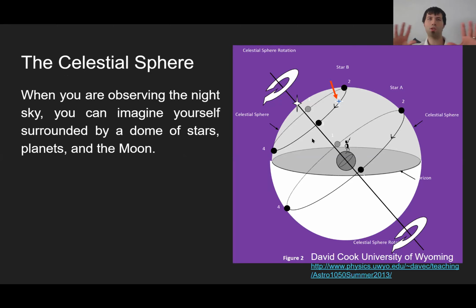But having that imaginary dome where all the stars are helps you understand the way the stars move across our night sky and where to find them, how to know when they'll rise and when they'll set. So that's what the celestial sphere is.